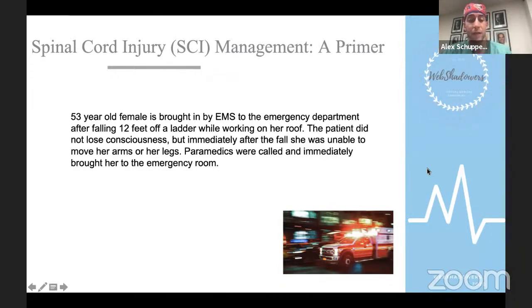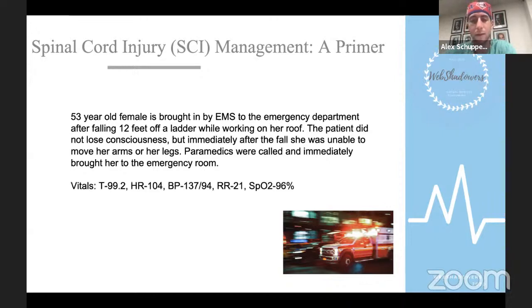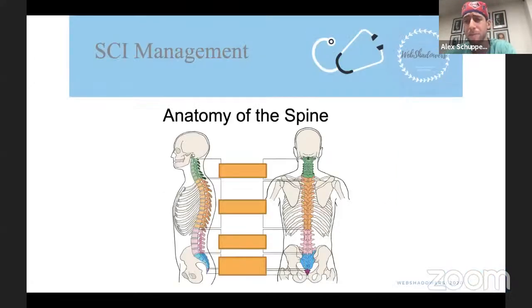So to give you guys another little case vignette, a 53-year-old female brought into the emergency department. She fell 12 feet off her ladder while working on her roof. She didn't lose consciousness. She remembers the whole thing, but after the fall, she couldn't move her arms or legs. So the paramedics were called, immediately brought her to the emergency room. So we'll get into how to manage this patient in a sec. But first, I want to teach you guys about the spine.